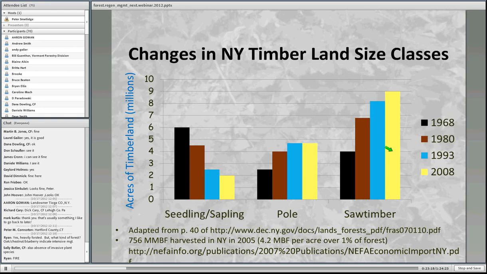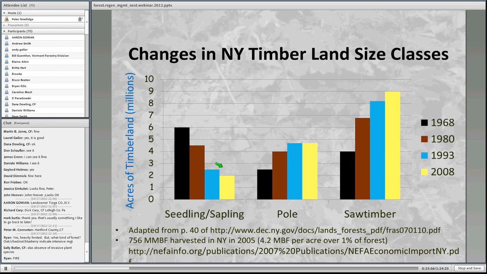So there are two points that I want to make here. One point is New York and the Northeast have a valuable saw timber resource, and that's evident by the abundance of opportunities for harvesting saw timber and interactions with the forest products industry. By the same token, another point is that we are not recruiting additional acreage in any measurable fashion into the seedling sapling size class.